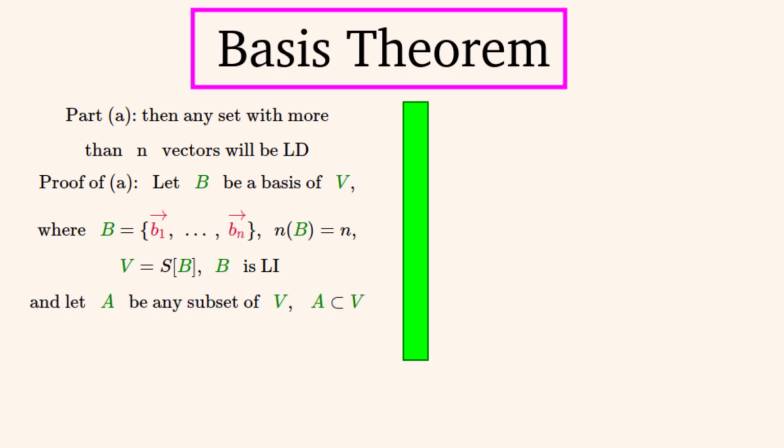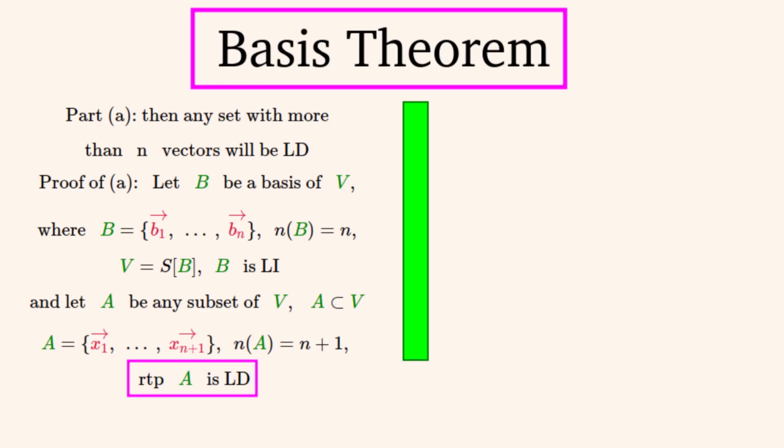A is a subset of V, which doesn't have to be anything in particular. It could be linearly dependent or linearly independent, and it could span V or not. And this is what A looks like. The important thing here is that A has more vectors than B, and has the minimum amount of vectors necessary to have more vectors than B, which is n plus 1. So we're required to prove that this set A is linearly dependent, to prove part A of this theorem.